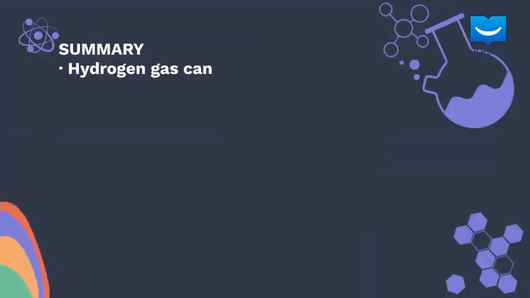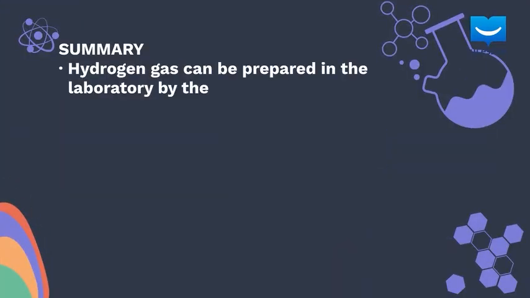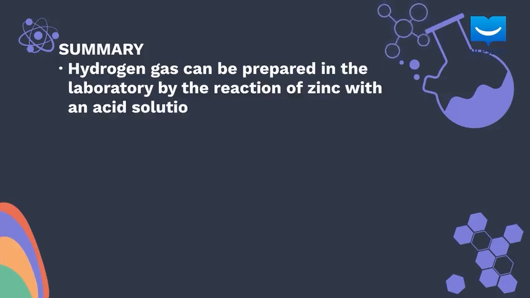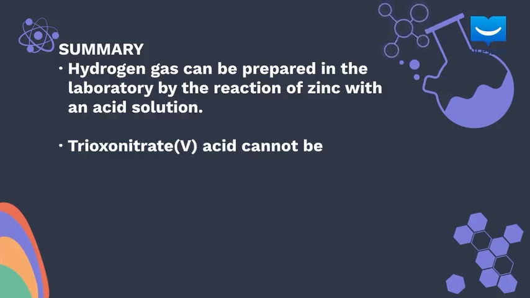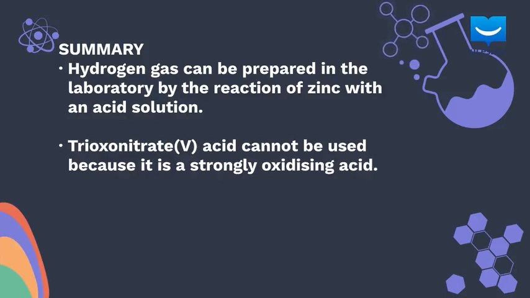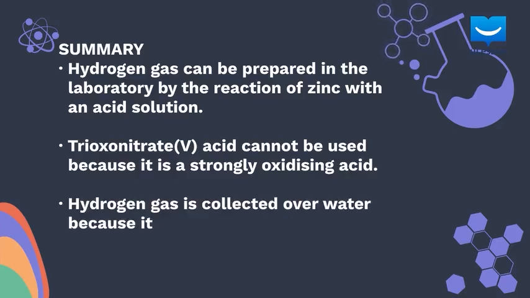For now, let's do a summary of what we have discussed so far. Hydrogen gas can be prepared in the laboratory by the reaction of zinc with an acid solution. Trioxonitrate 5 acid cannot be used because it is a strong oxidizing acid. Hydrogen gas is collected over water because it is relatively insoluble in water.